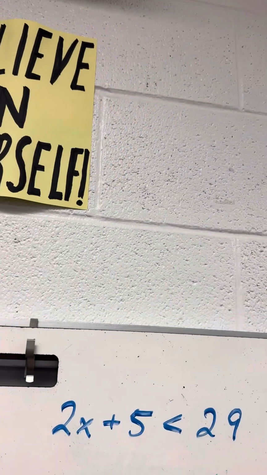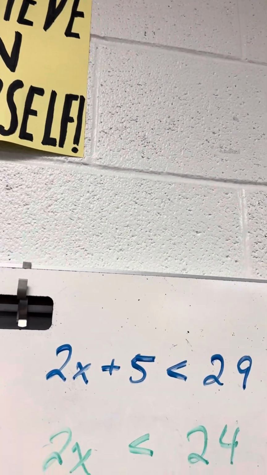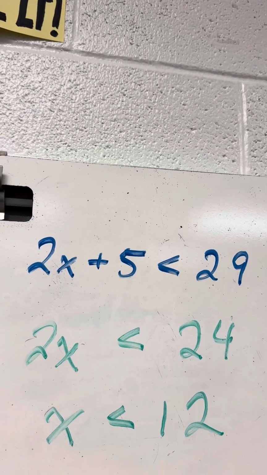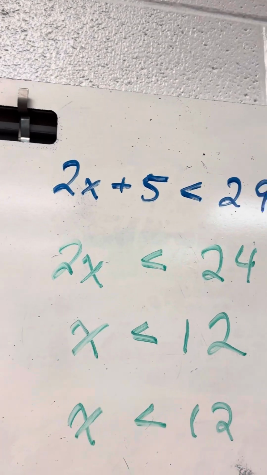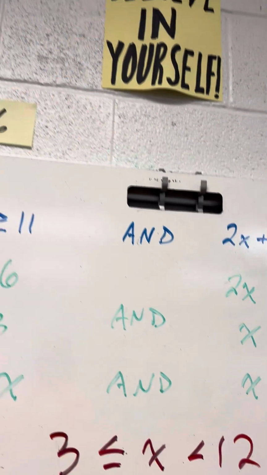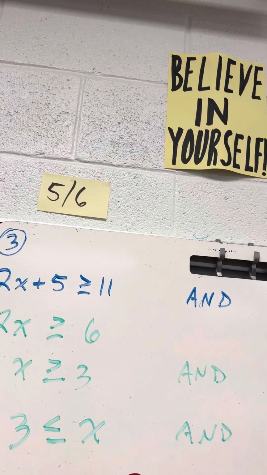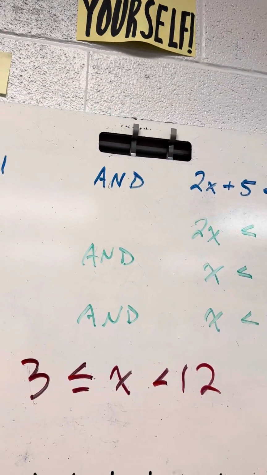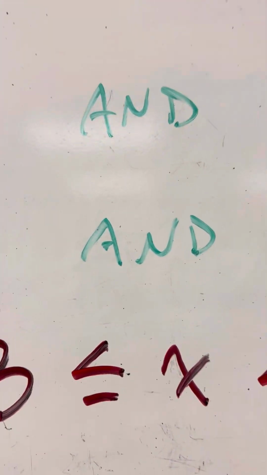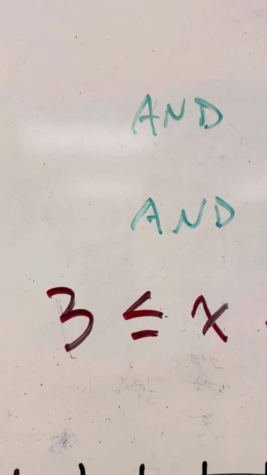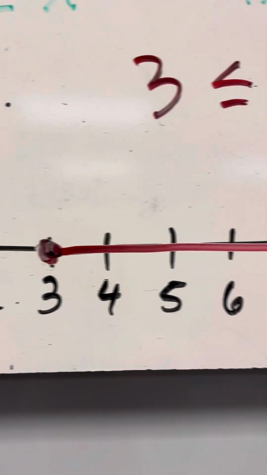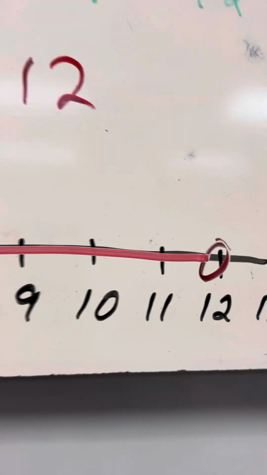Over here, we're going to subtract 5 from both sides. 2x is less than 24. Divide by 2. X is less than 12. Okay, this already is less than, so now we just put it together. 3 less than or equal to x, less than 12. Filled in circle, because it's equal, at 3. Open circle at 12. So you have a filled in circle at 3, an open circle at 12, and you shade in between.